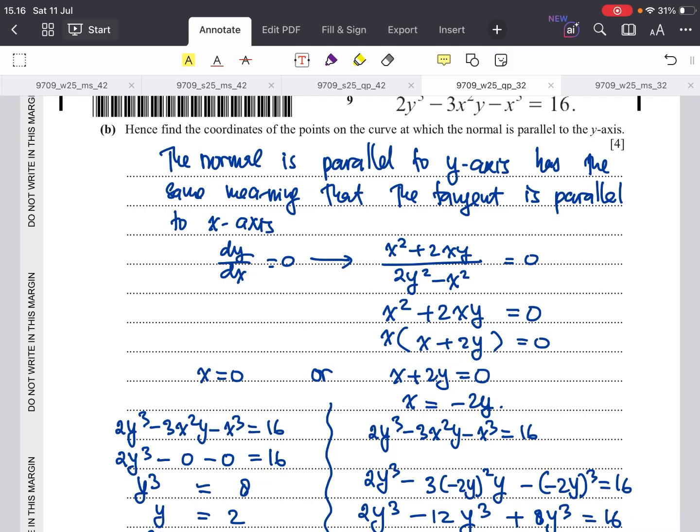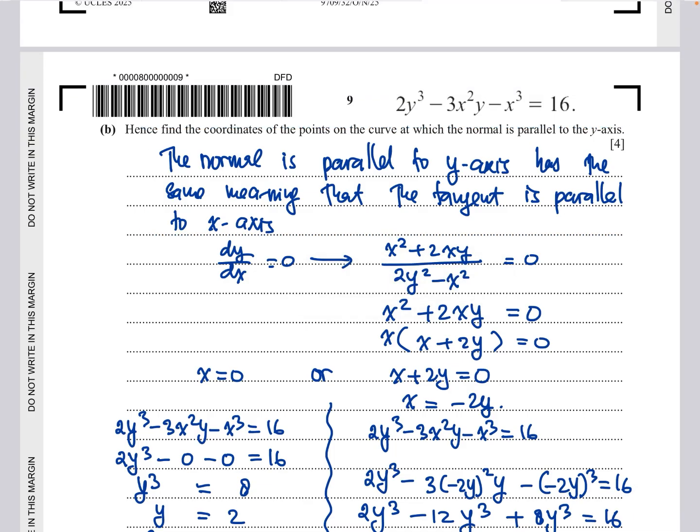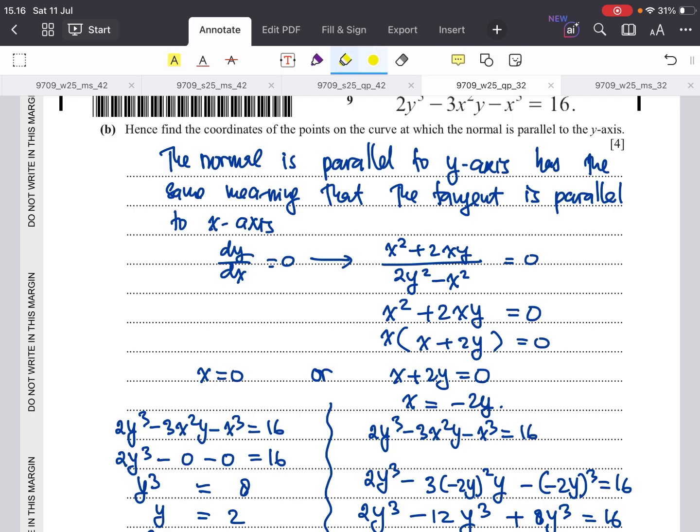Part B. Hence, find the coordinates of the points on the curve at which the normal is parallel to the y-axis. So the normal is parallel to y-axis. It's just the same as when we say that the tangent is parallel to x-axis. Why? Because normal and tangent are perpendicular to one another. So if the normal is parallel to y-axis, then the tangent is parallel to x-axis.